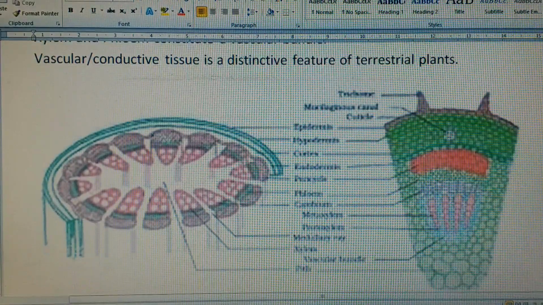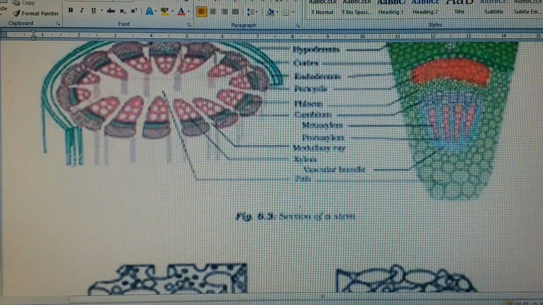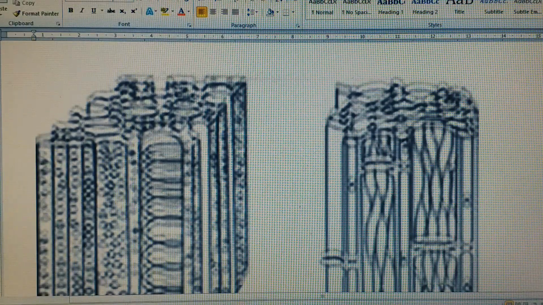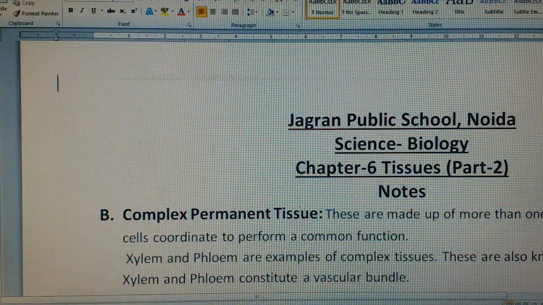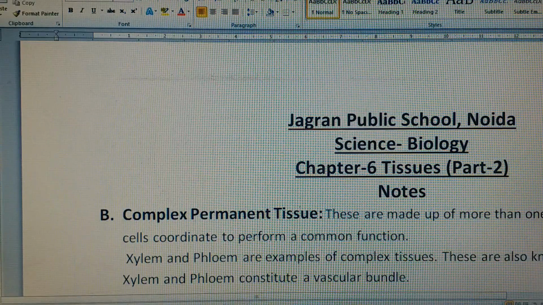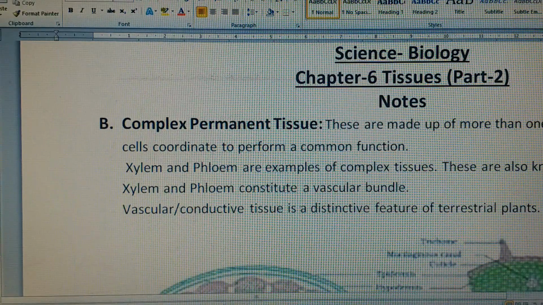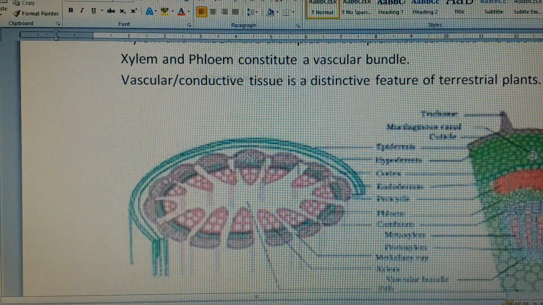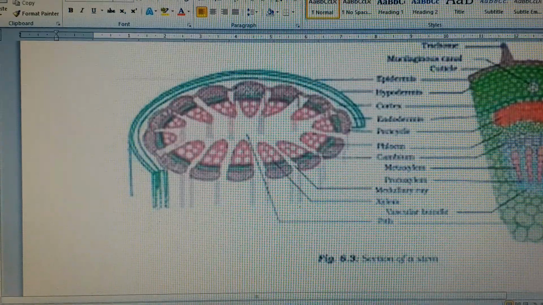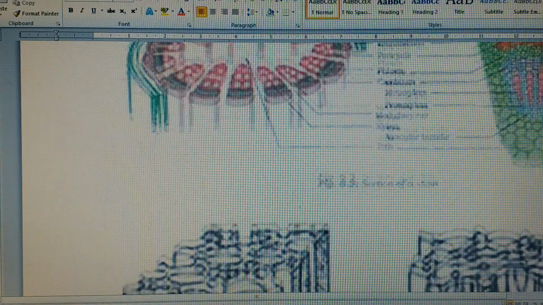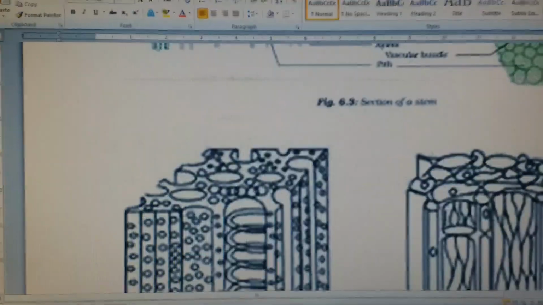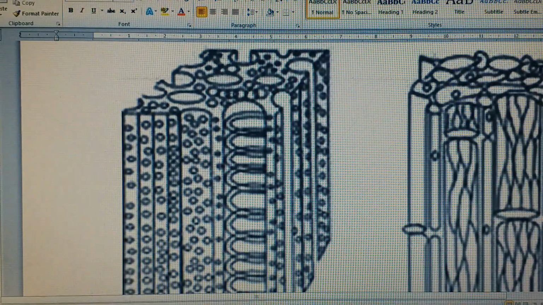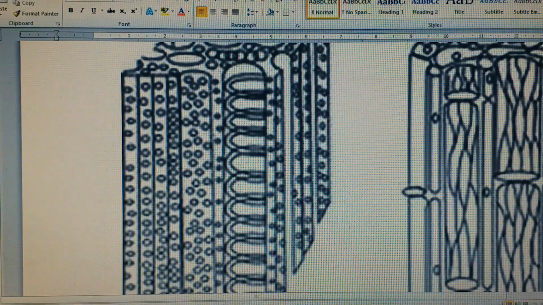Now it comes to the next topic, how these xylem and phloem look like. But before discussing how they look, I want to discuss that these vascular bundles, xylem and phloem tissues, work as a transport system in the plant body. Xylem and phloem both work as a transport system in the plant body.